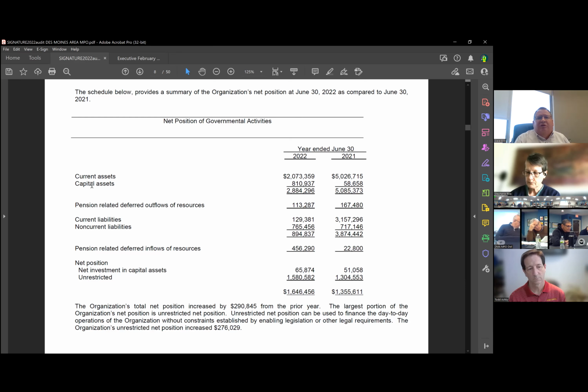But your total net position went up about 291,000 for the year. Majority of that is unrestricted at 1.6 million, and 66,000 is related to net investment in capital assets.